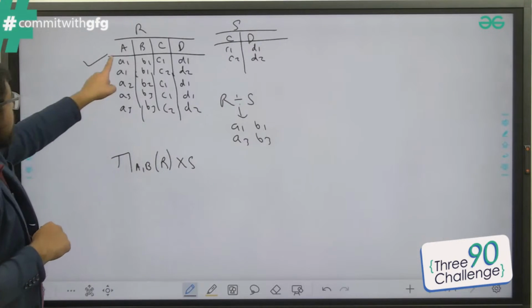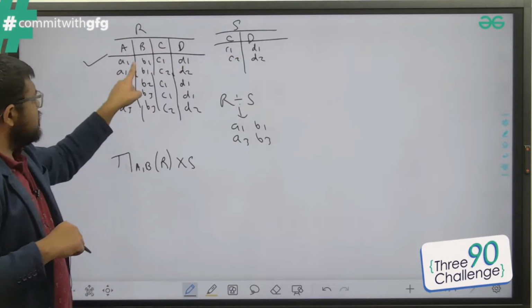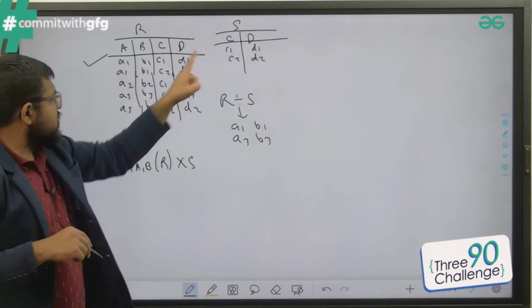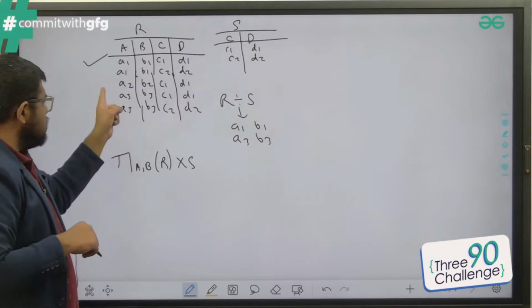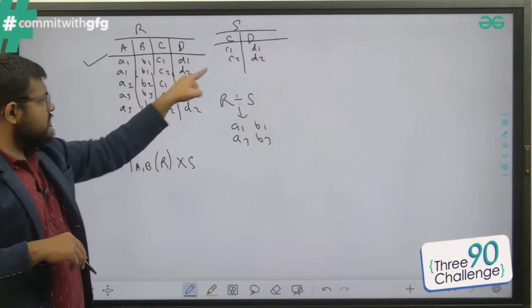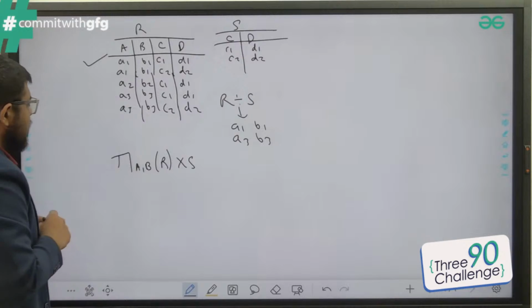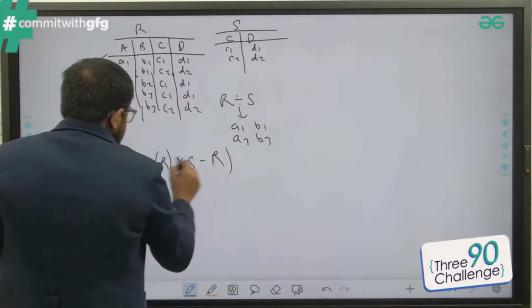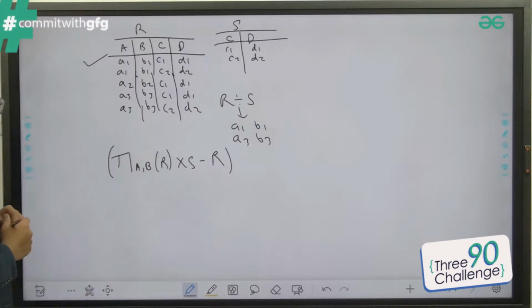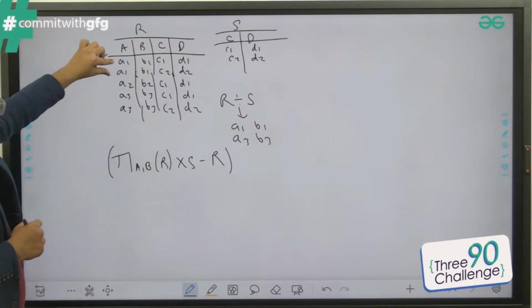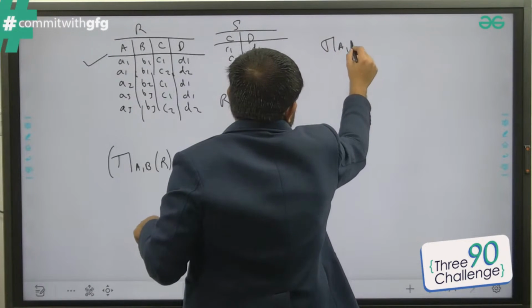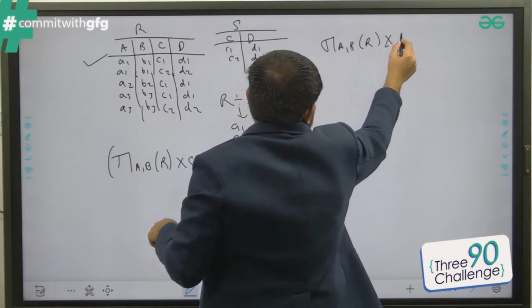So it will give me A1, B1, C1, D1, A1, B1, C2, D2, A2, B2, C1, D1, A2, B2, C2, D2, A3, B3, C1, D1, and A3, B3, C2, D2. Okay. But now what I will do, from this I can subtract R. As soon as I subtract R, what will be left? You see here, so basically this will give me what? Pi ABR cross multiplied by S.